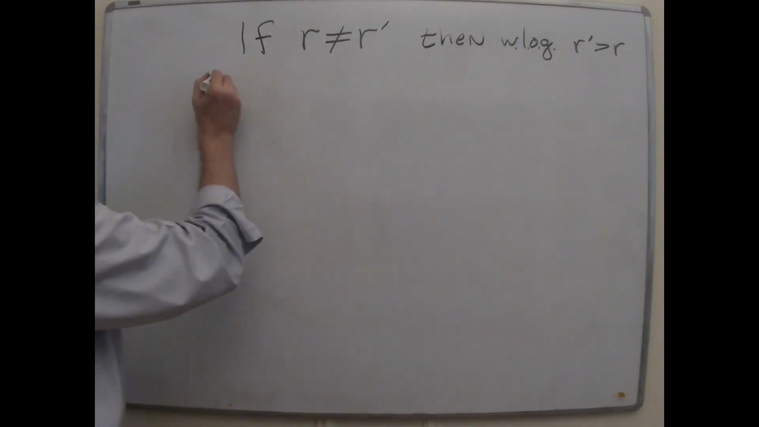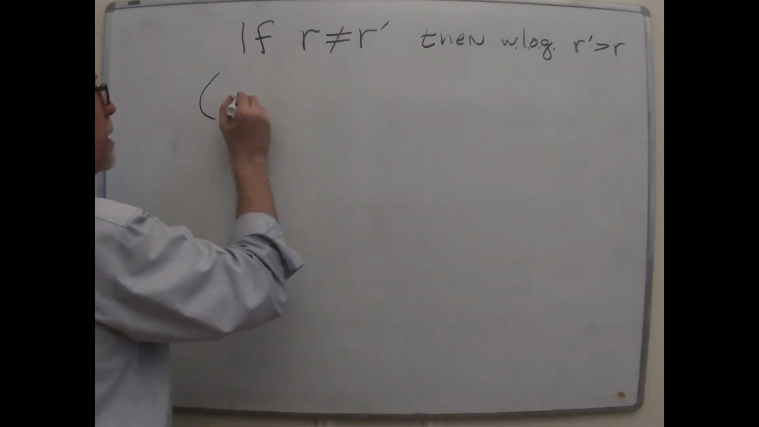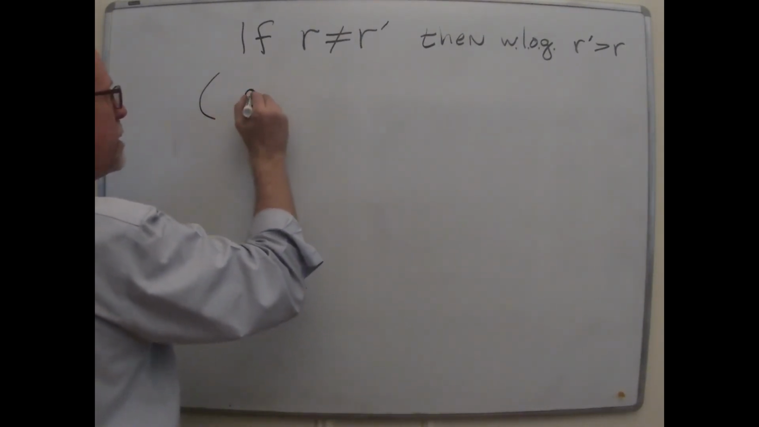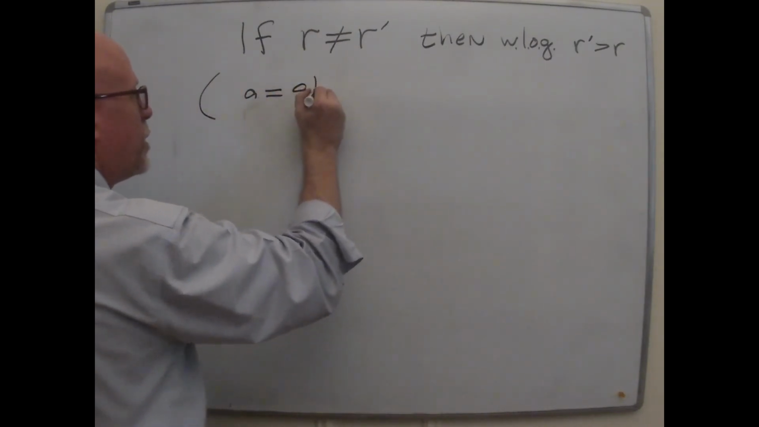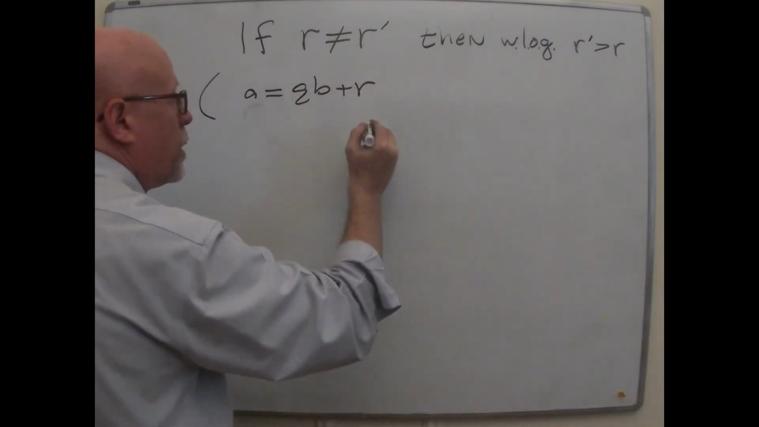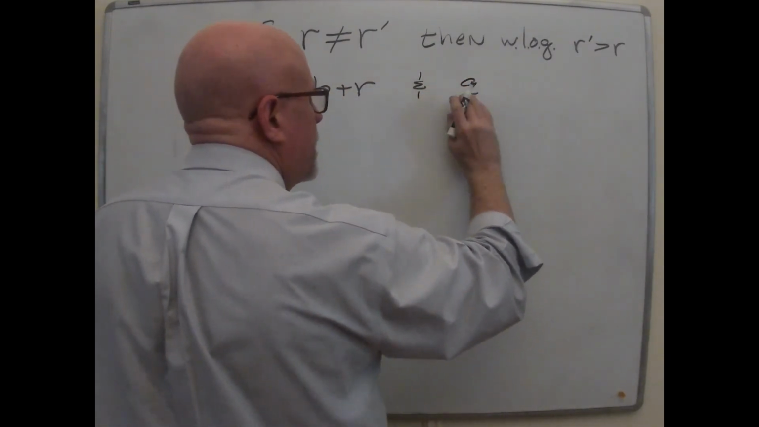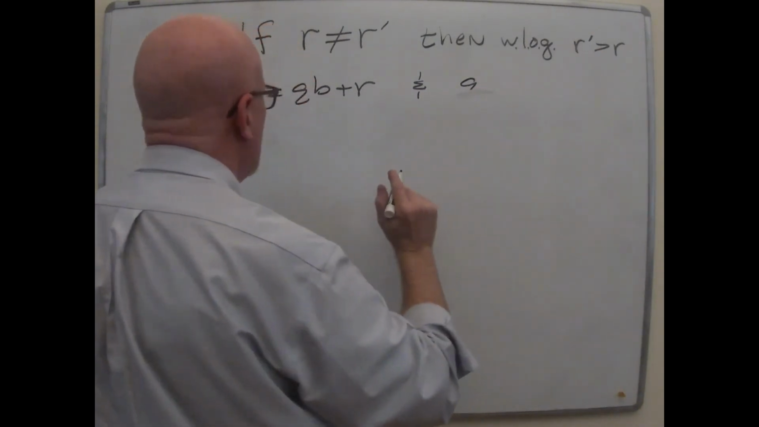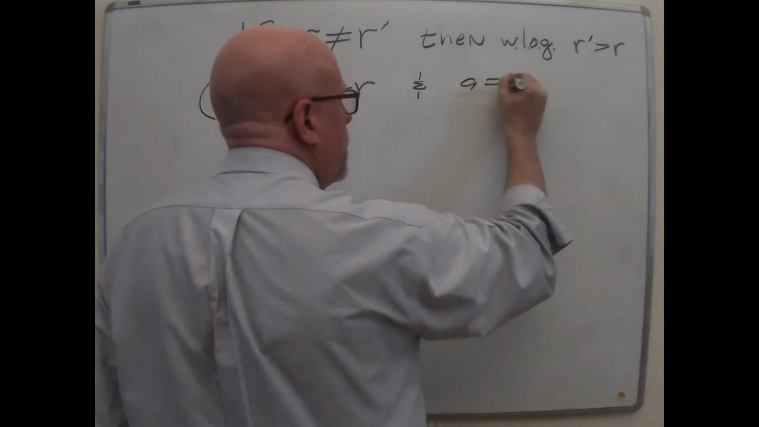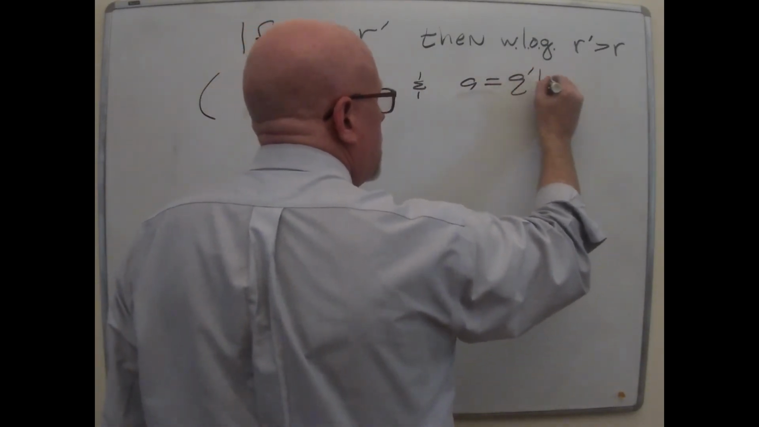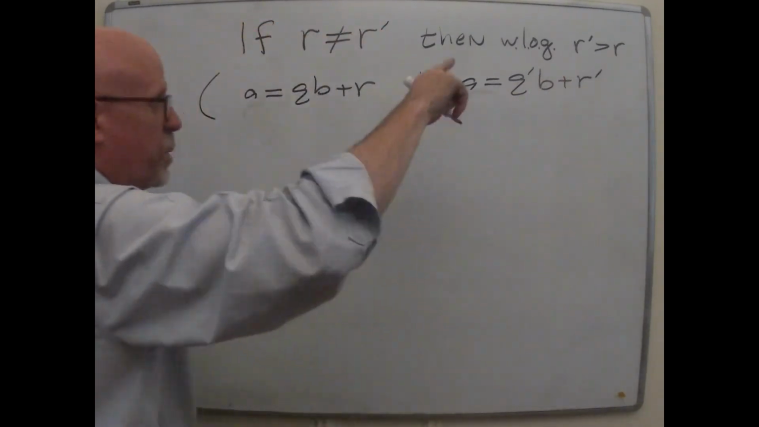Now just let me parenthetically remind you where these things come from. We had a equals qb plus r, but also, I keep writing my a's and turning them almost into q's, it's weird. A equals q prime b plus r prime. That's the one with the primes in it.